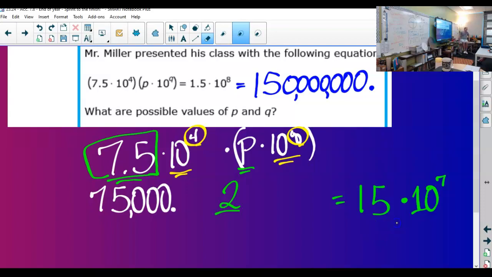Will that come out to be 150 million? If so, we got it. P can be 2. Q, well, how do I get to 7? If this is what I decide I want as my answer, how do I get to this 7? I've already got 10 to the 4th, so now I need 10 to the 3rd.